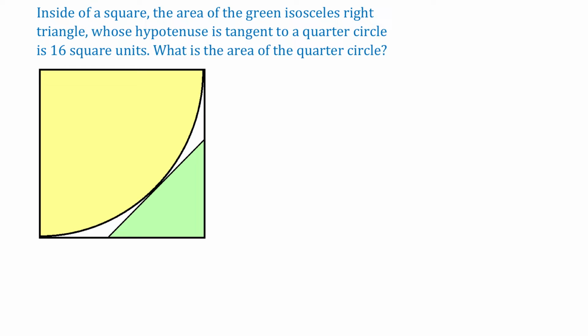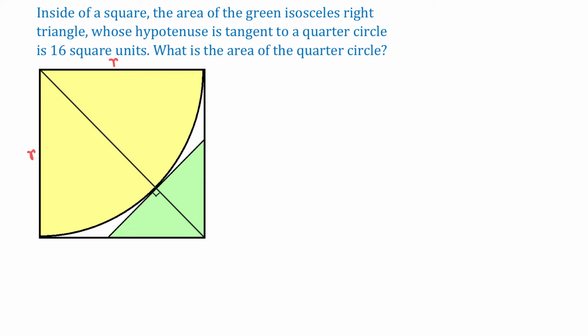To find the area of a circle, we need to know the radius. So let the radius of this quarter circle be represented by r. And if this would be a complete circle, then this is the center. Now we will start by connecting the center with this vertex of the green triangle. Then this line will pass through the point of tangency and it will be perpendicular to the hypotenuse. And this is because the radius is always perpendicular to the tangent at the point of tangency.